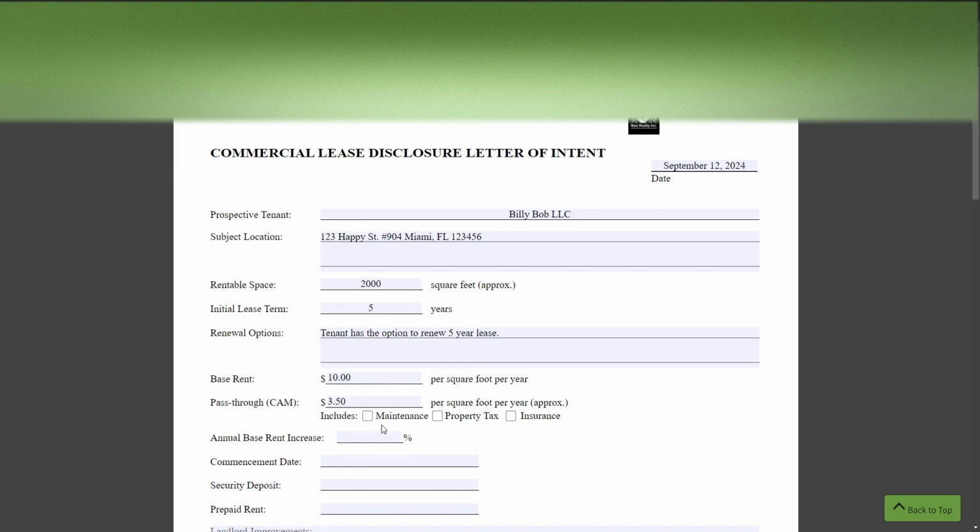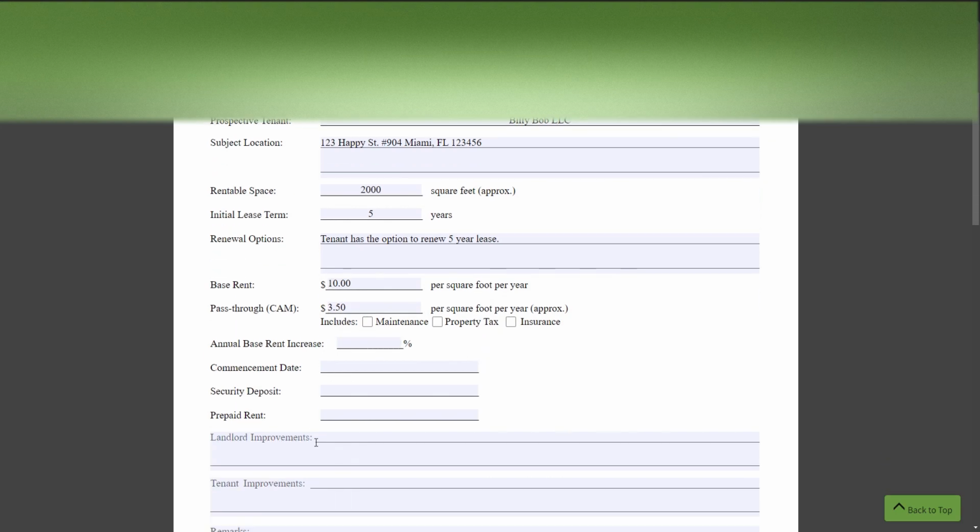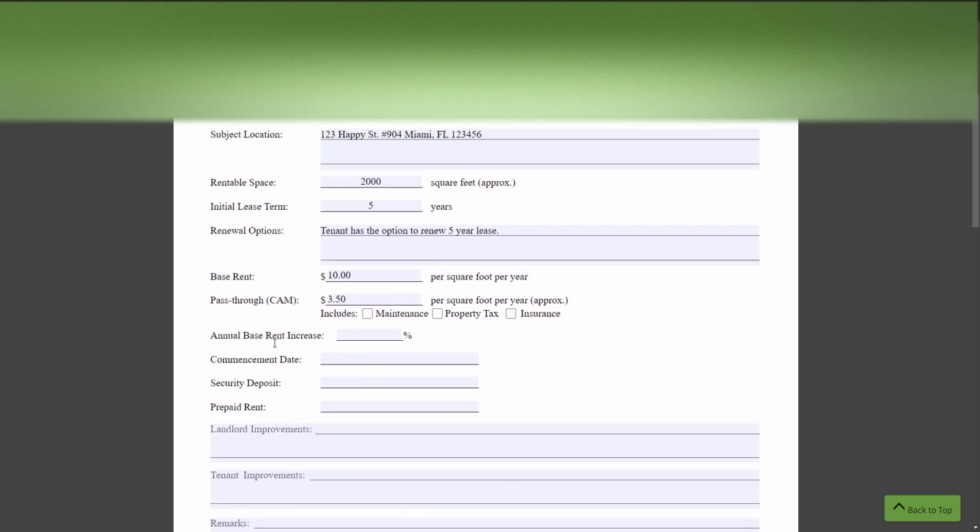Now, in this LOI, does it include maintenance, property tax? You would check mark those. Most of the time, it doesn't. I'll discuss that a little more as we get further down here. For right now, we're going to talk about the annual base rent.